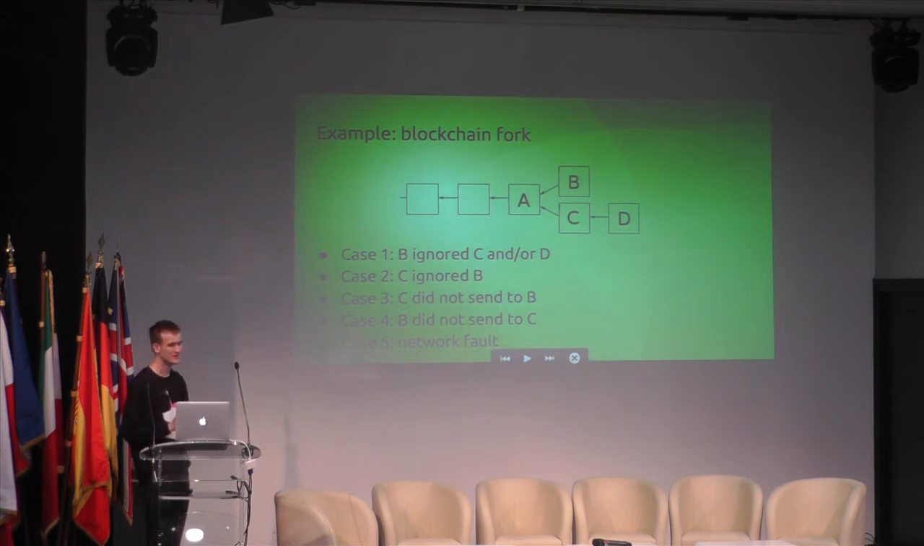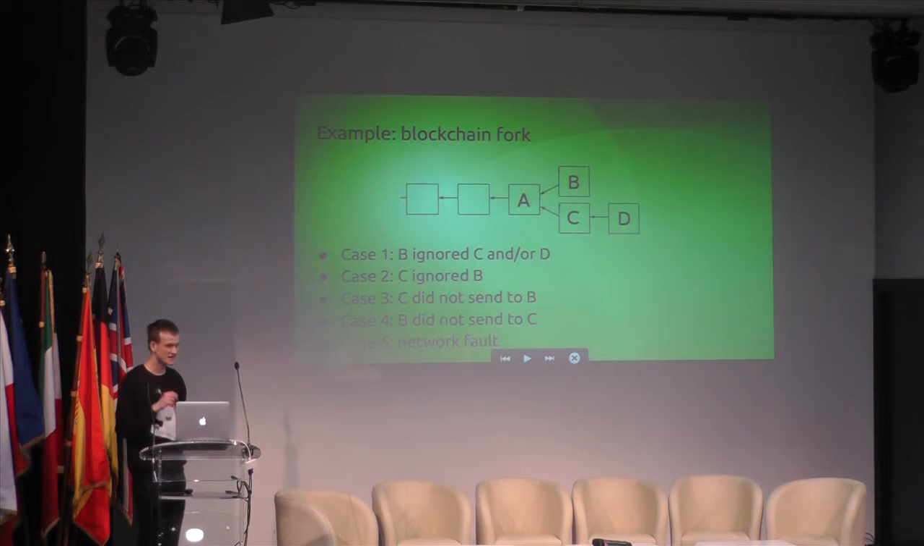Possibility 2 is the same thing except C ignored B. So B came first. C said, oh, screw you, B, I don't like you, so I'm just going to keep on building on A. And then D saw B, D saw C, and D just decided, okay, I don't really know which one to pick, I'm just going to randomly pick, and I'm going to go with C.